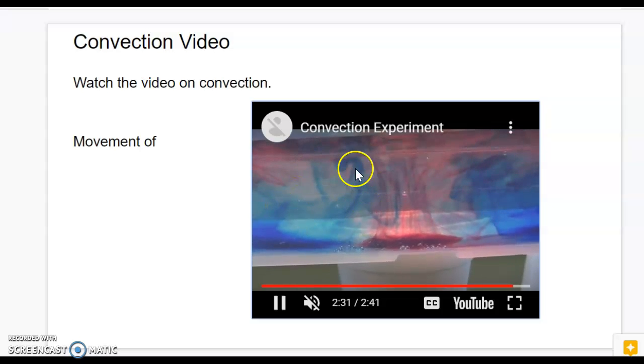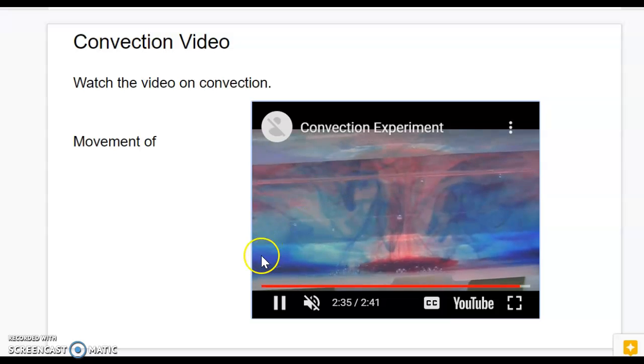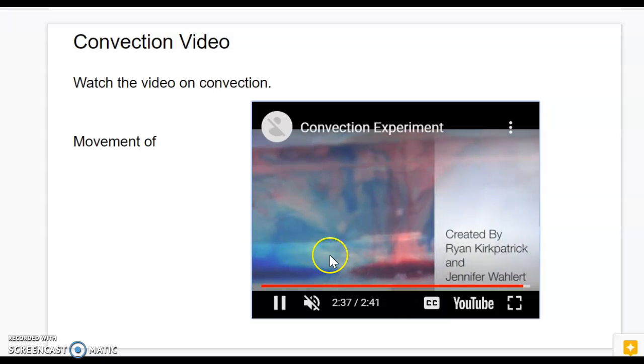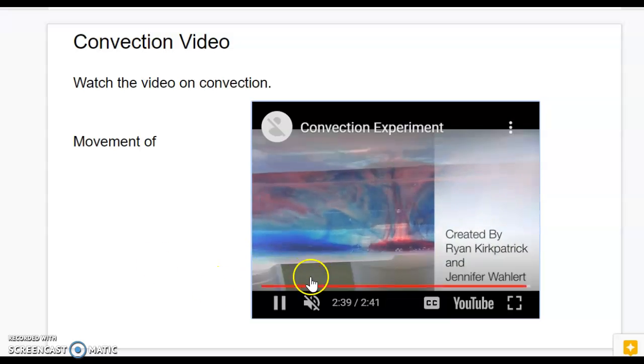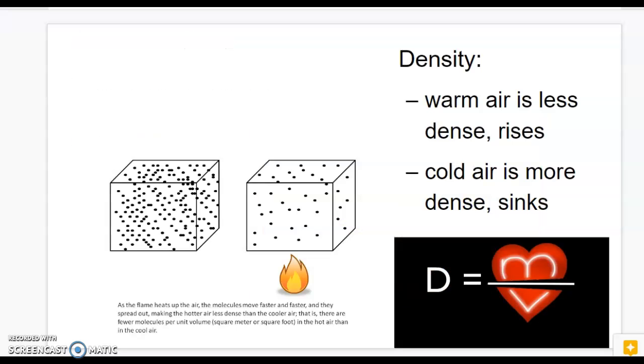And it's that movement of hot and cold. Hot stuff rises. Cold water and cold air tend to sink. But that's kind of the gist of it. So that's something that you probably have seen before, and it is based off of density. Warm air, warm water tend to rise because they are less dense. Cold air, cold water tend to sink because they are more dense.